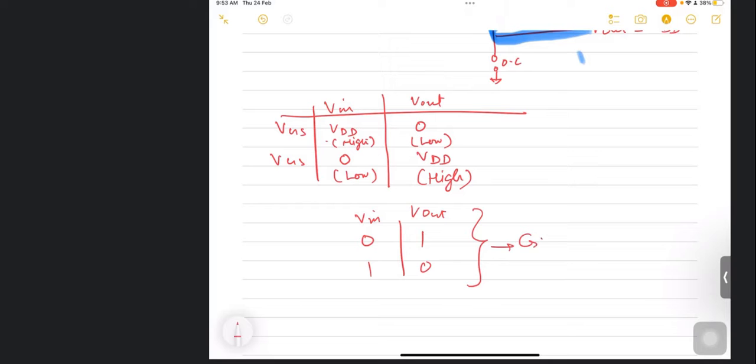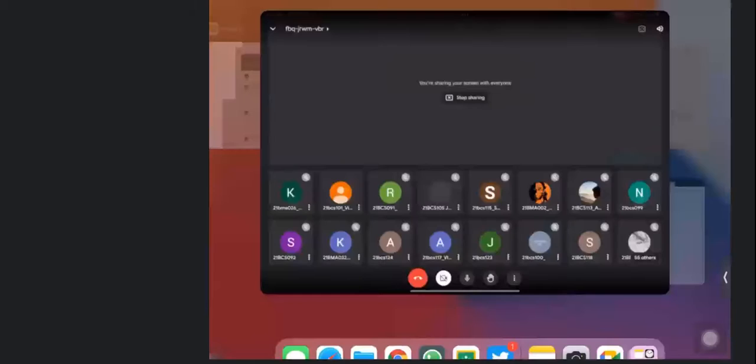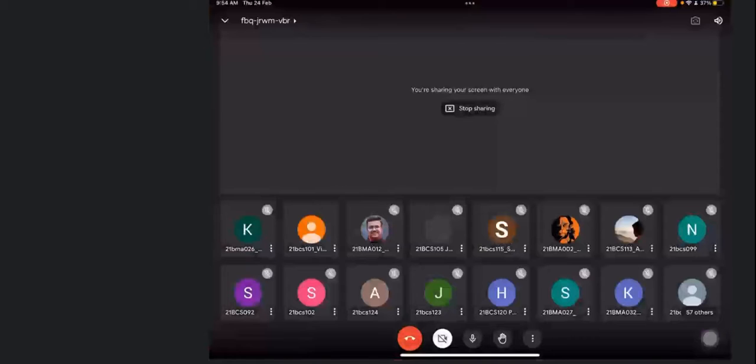Which gate is this? You remember? Any logic gate? Which gate? NOT gate. In a NOT gate it happens like this, right? Hello? Yes, sir. Yes, sir. Okay.